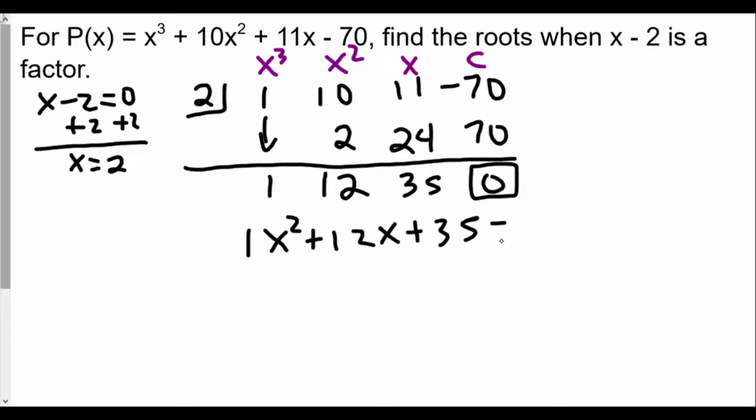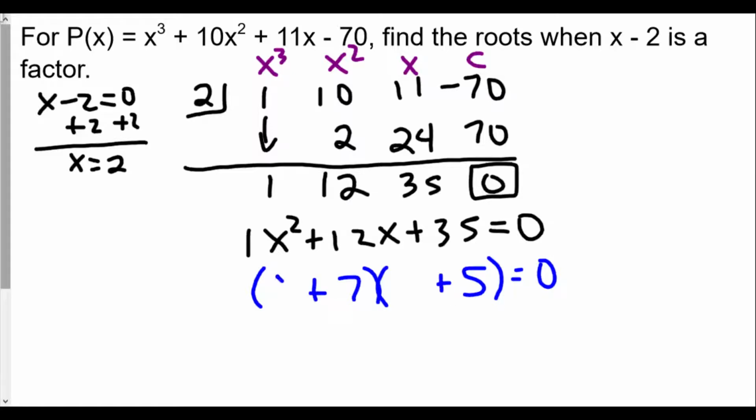We then set this equation equal to 0. Now we have 1x squared plus 12x plus 35. We can factor, or we can solve by quadratic formula. So let's see. Are there two numbers that multiply to 35 and add to 12? Well, I think so. 7 and 5, because 7 plus 5 is 12, and 7 times 5 is 35. And so we are going to now put x and x here, so those are factors.